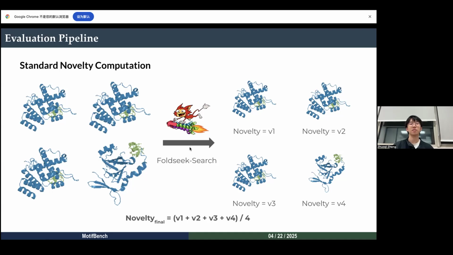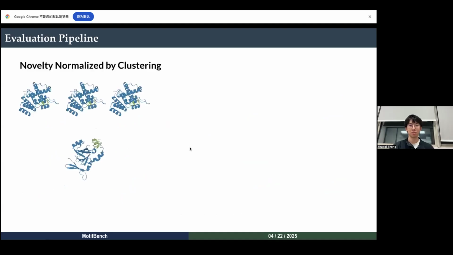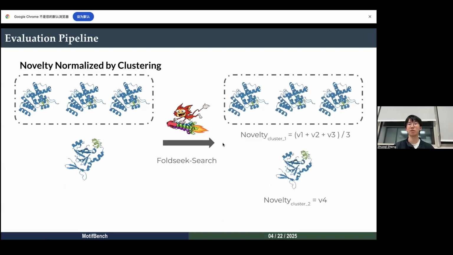So how do we treat that in MotifBench? We're going to use a normalized novelty calculation by clustering. So we're also going to compute the novelty value of each successful scaffold. And the difference lies in that we're going to first calculate the mean novelty value of each cluster. And then the final novelty value is the cluster value by average. So in this sense, we will get a more unbiased calculation of the novelty value to get a fairer comparison.